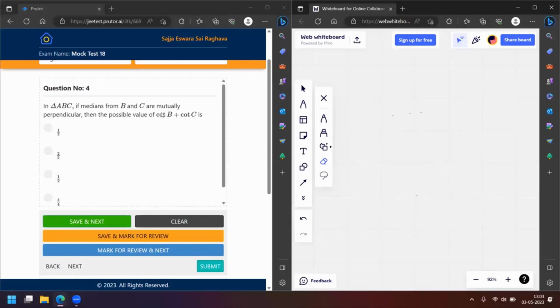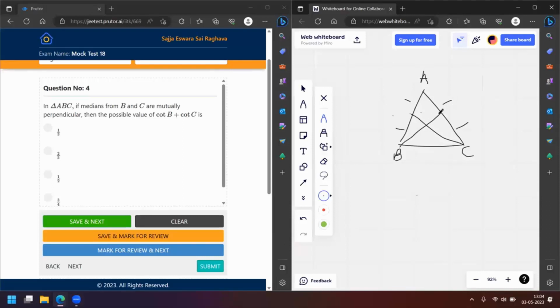Suppose we assume ABC is an isosceles triangle in which angle B and angle C are equal. In that case, cot B will be equal to cot C. So we can assume an isosceles triangle in which B equals C. Since this question is about the angles, we can assume the side values also. We can assume each side is of length 2 without any loss of generality.